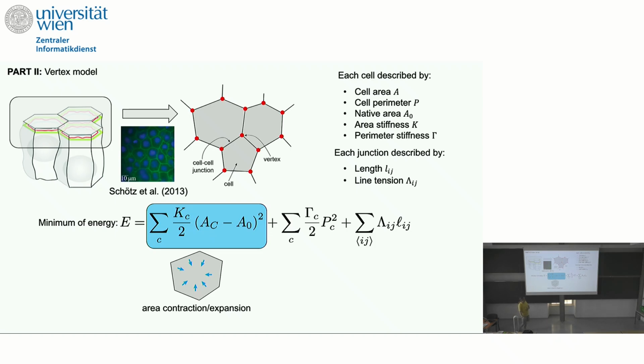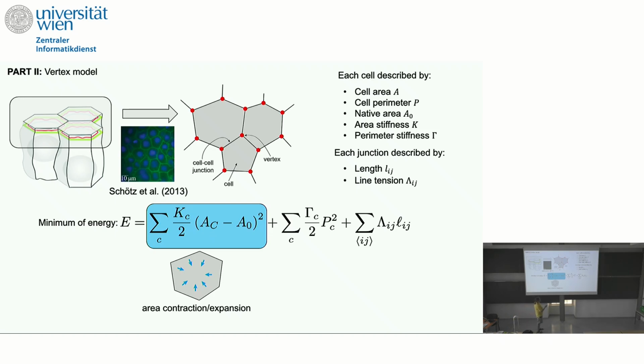Okay, so you write something like this. You have a penalty of changing area, which I just explained, because the cells are keeping their volume fixed. If something has a fixed volume, you have to change its height to change its area. So with a little bit of thinking, you can see the leading order term is the penalty of changing the area with respect to some native or reference area, with a prefactor which I'm calling the area stiffness.